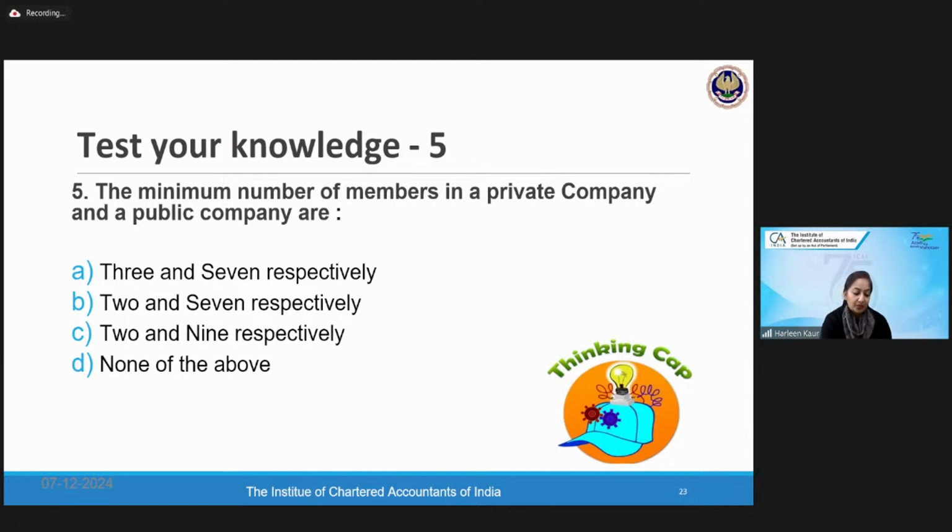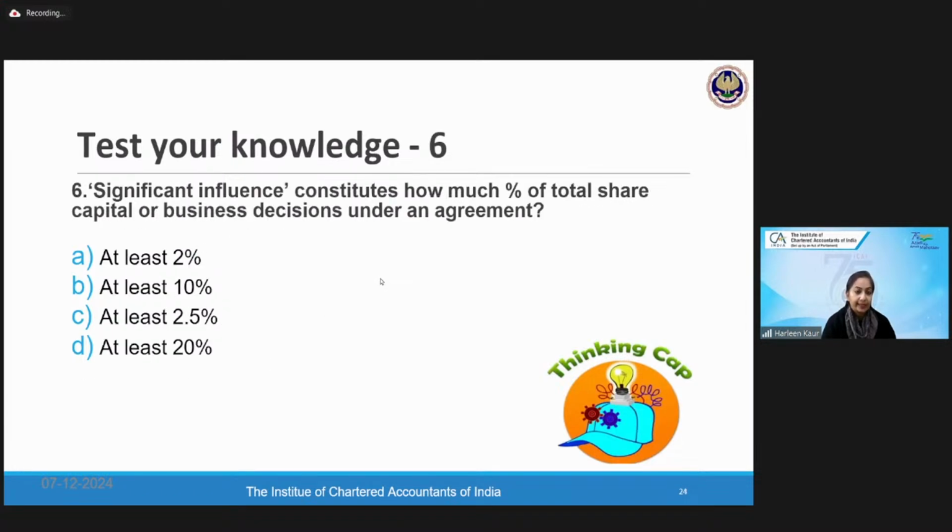So the correct answer is question number 5, option B. 2 in case of private limited and 7 in case of public limited, respectively. So for a private company it is 2, and 7 in case of a public company. I hope everyone has answered this correctly.